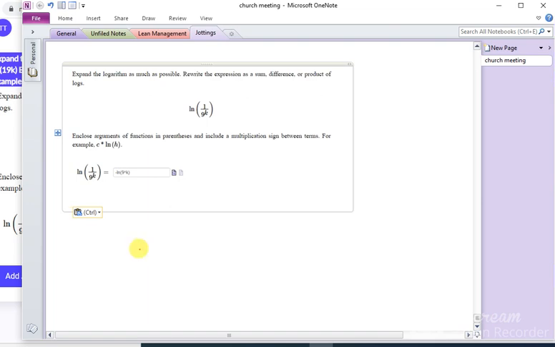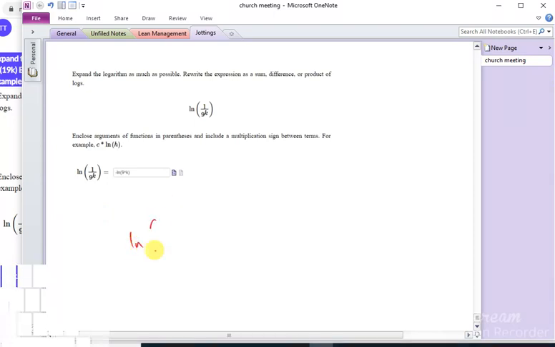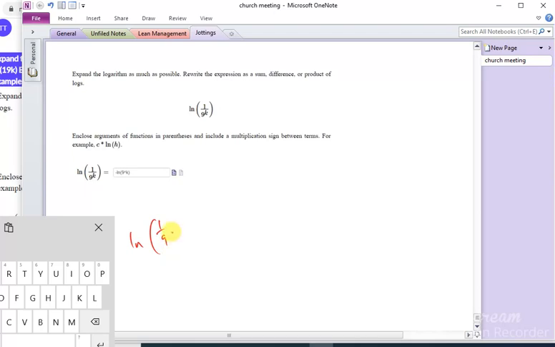Okay, so we have ln of 1 over 9 raised to the power k, which can also be written as ln of 9 raised to the power minus k.